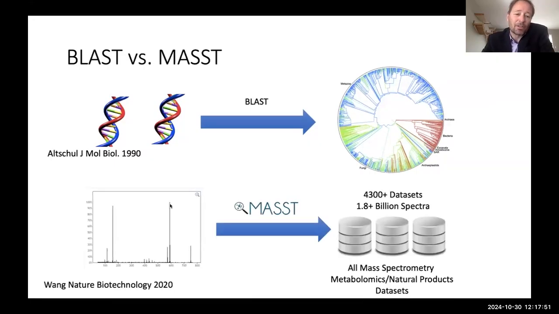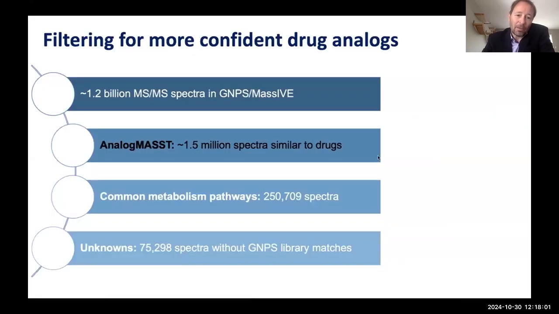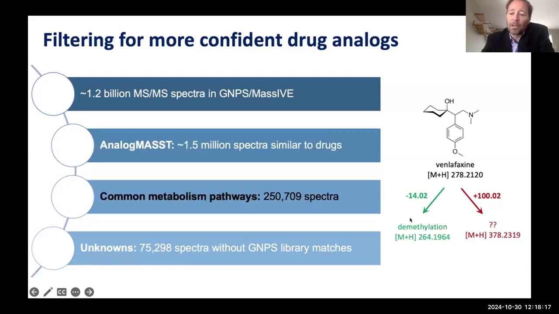So in MASST, we can search with these MS2 spectra, and nowadays we can search across 4,300 public untargeted metabolomics data sets. But essentially, when we did analog MASST, that resulted in 1.5 million spectra that were similar to the drug spectra. And so then we filtered this based on common phase 1 and phase 2 metabolism. So the demethylation, for example, oxidation, dehydration, glucuronidation, etc. So we filtered for those, at least the ones that we could explain.